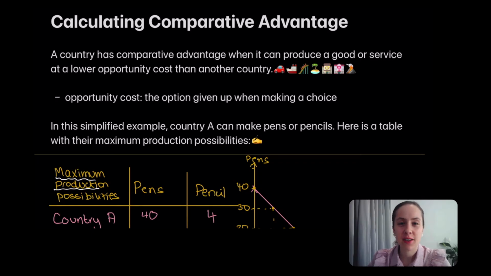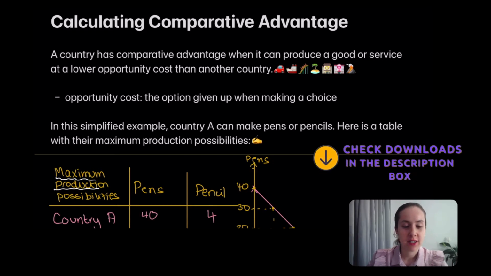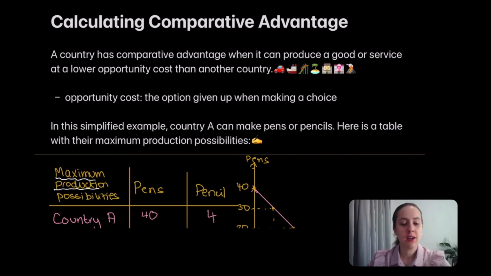Hi, today let's calculate comparative advantage together and let's learn what that means. Here I have a definition, really important, write this down, it'll be really helpful later on. A country has comparative advantage when it can produce a good or a service, it doesn't matter what good, what service, could be cars, could be boats, at a lower opportunity cost than another country.